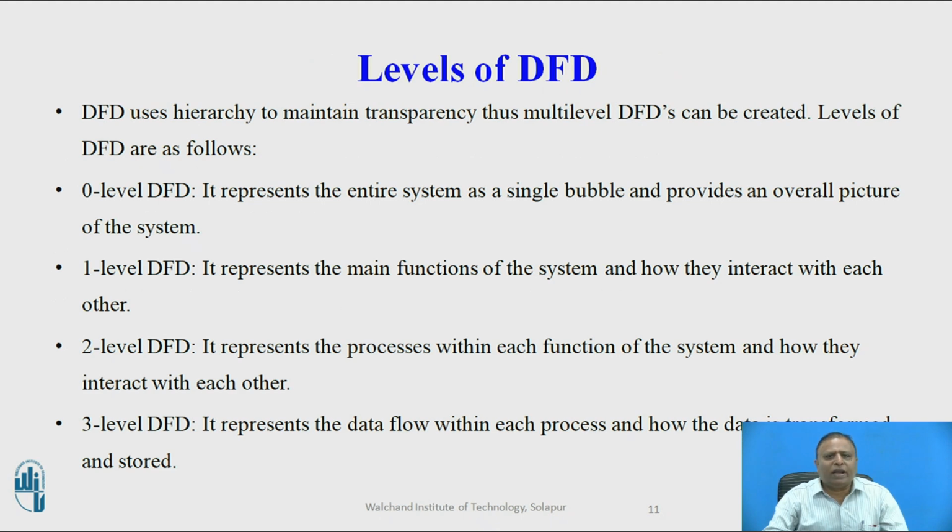DFD uses a hierarchy to maintain transparency, so multiple levels of DFD can be created. Levels of DFD are as follows. Level 0 DFD represents the entire system as a single bubble and provides the overall structure of the system. Level 1 DFD represents the main functions of the system and how they interact with each other. Level 2 DFD represents the processes within each function of the system and how they interact with each other. Level 3 DFD represents the data flow within each process, and how the data is processed and stored.